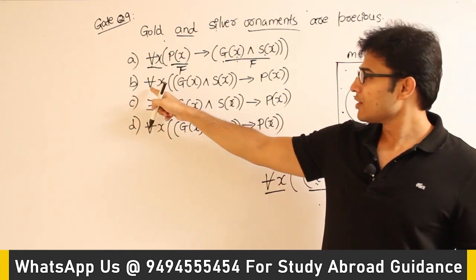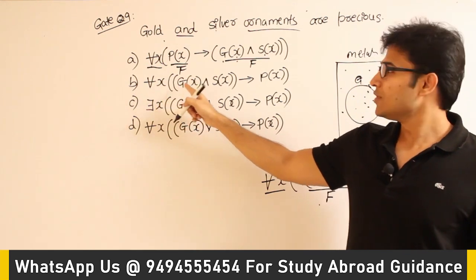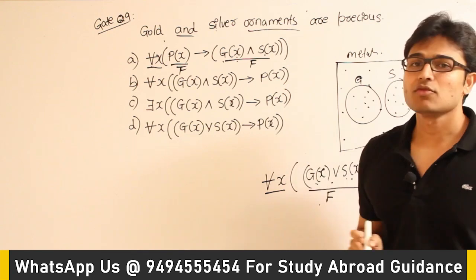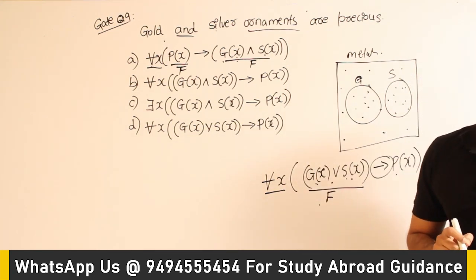Now look at this one. For all metals, if the metal is gold and silver, then it is precious. What is the problem with this one? Can you guess it?